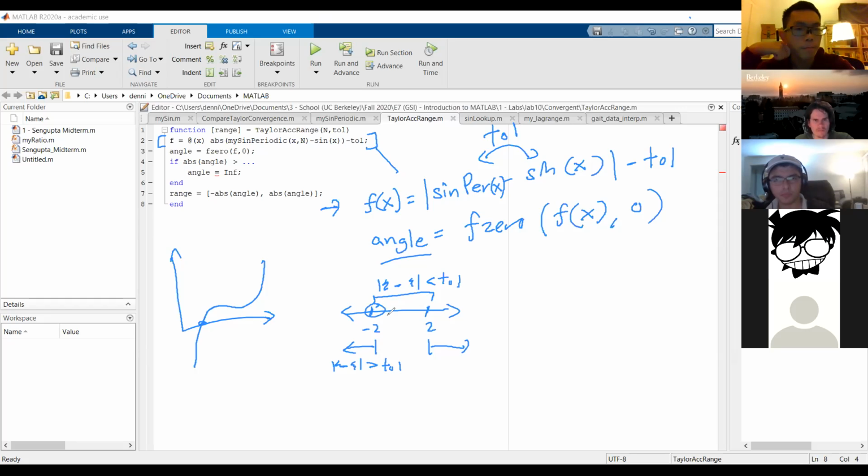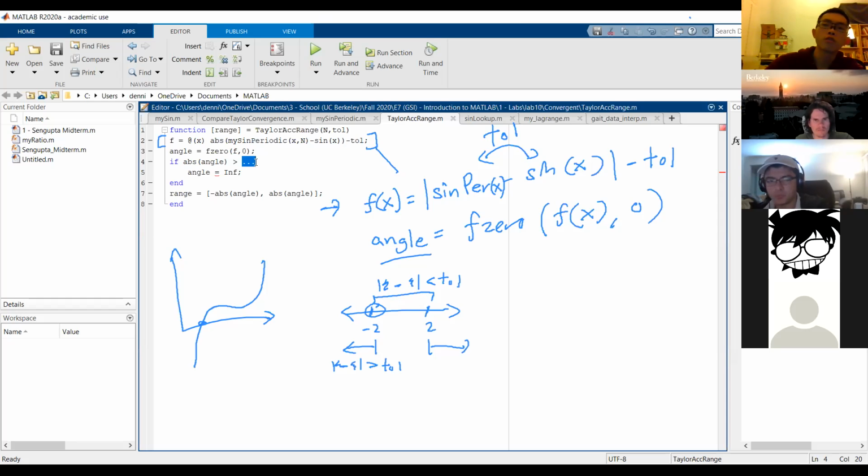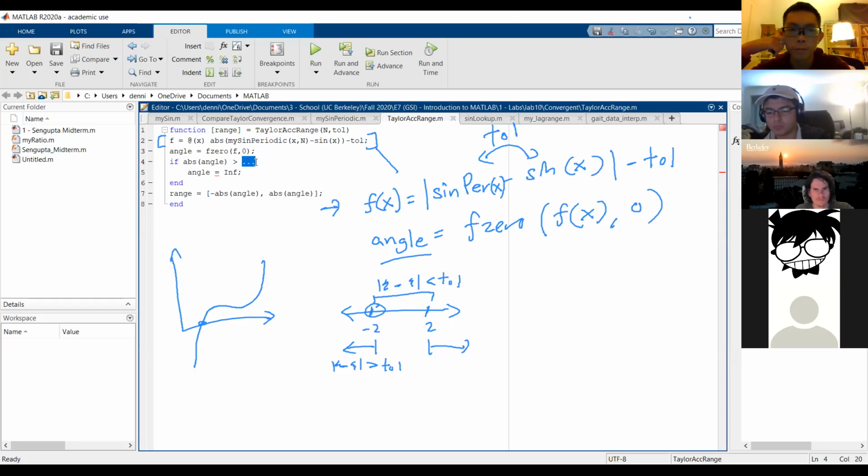So let's say here. If the absolute value of that angle is greater than some value, we're going to say, hey, angle equals infinity. And what we're going to do with that, kind of jumping ahead a little bit, is we're going to say the range of accuracy is going to be between negative infinity and positive infinity. If this absolute angle is great enough, that means that this is basically accurate everywhere.